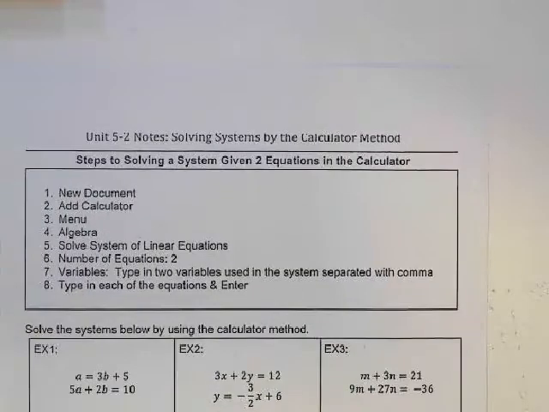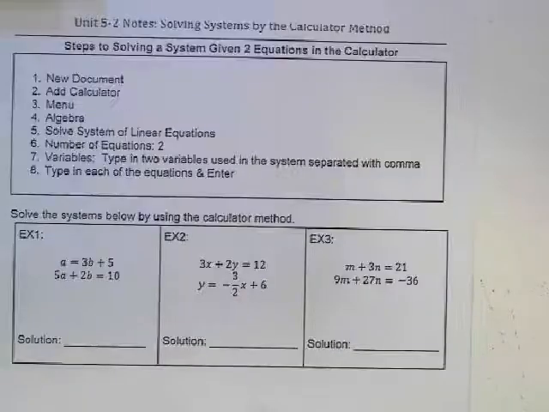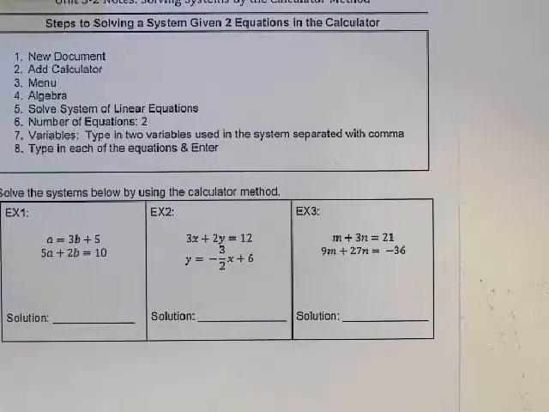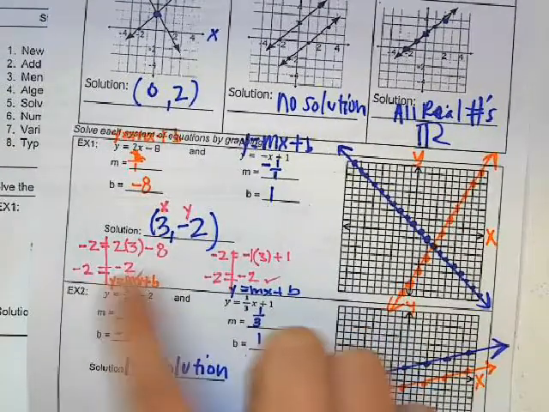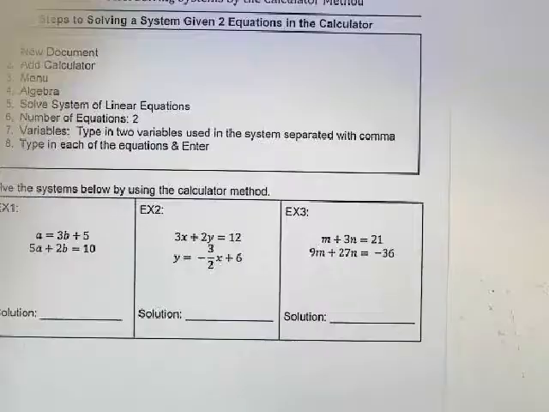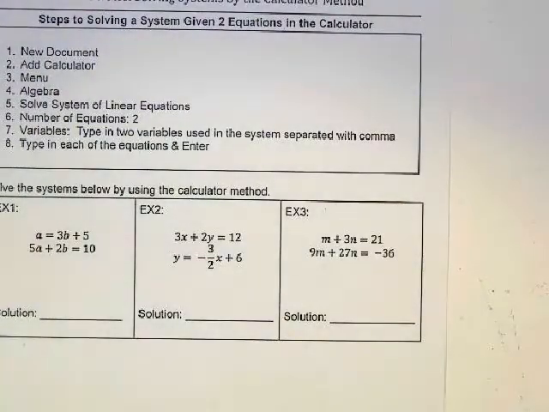We just talked about systems on a graph, right? Well, what happens if you're not given a graph? What happens if you're just given two equations, and you want to know the solution? Where do they cross? What x and what y could you plug in both equations and get the same answer? Remember, you plugged in the x in the x spot, the y in the y spot, and it worked out both times. So that's what we're looking for right now.